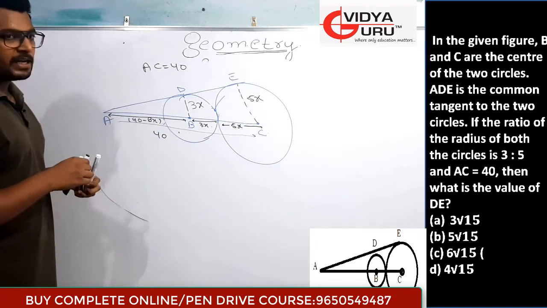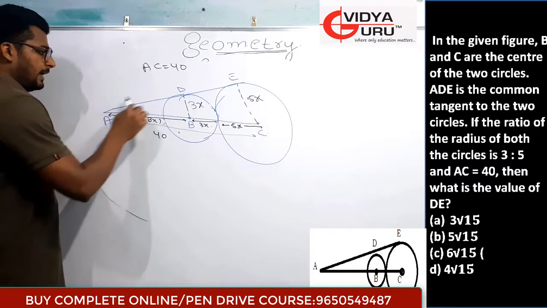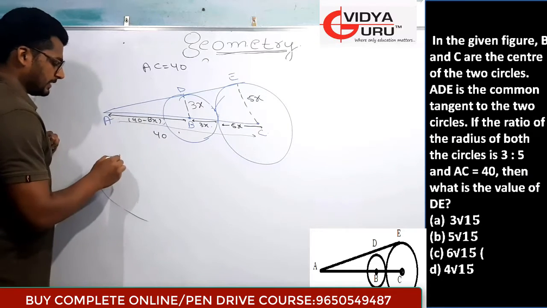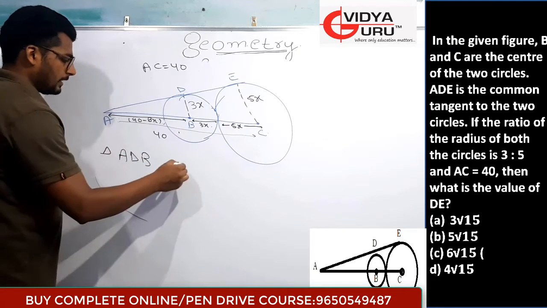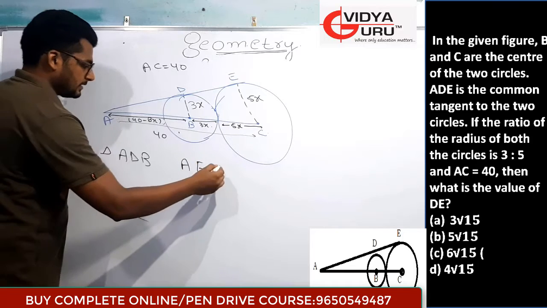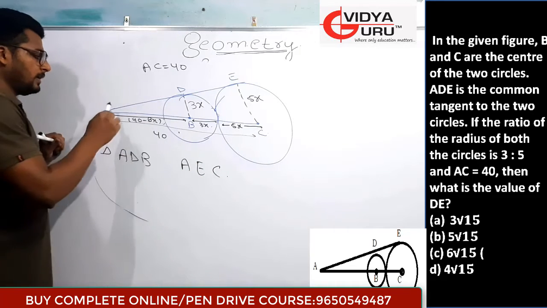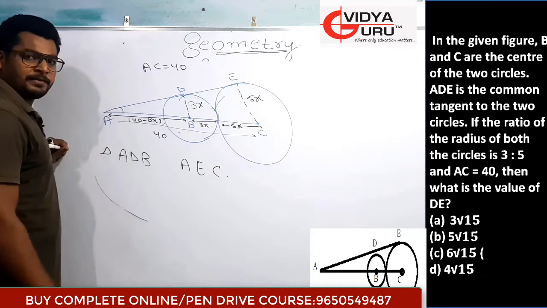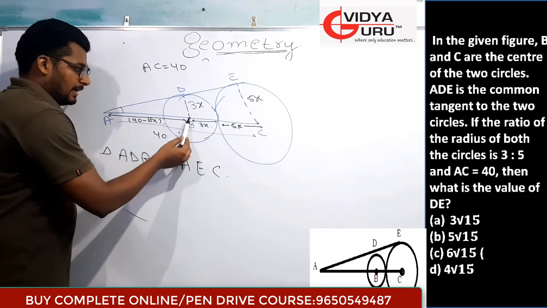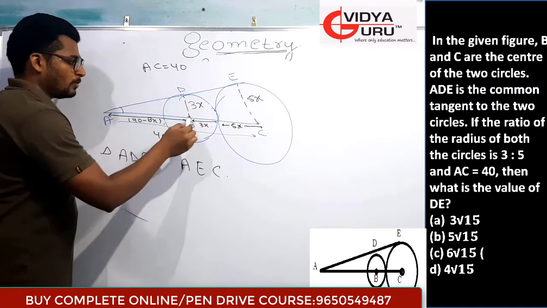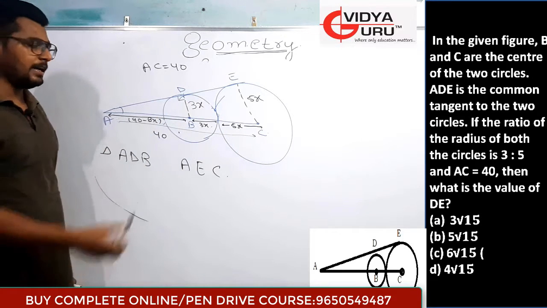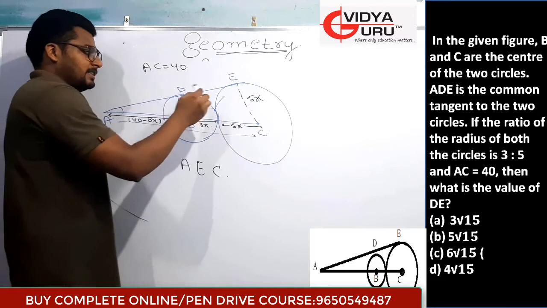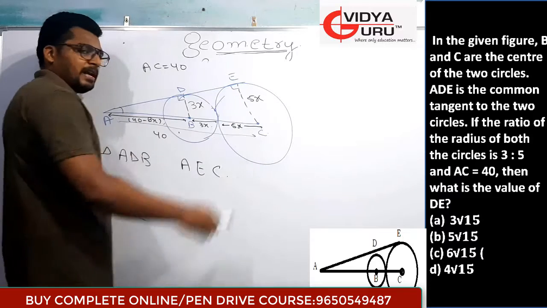How will these two triangles be similar? ADB and AEC. I will tell you in the figure only. This angle is common. From the center, the radius forms 90 degrees with the tangent. The radius forms 90 degrees with the tangent. This will be 90 and this will be 90.